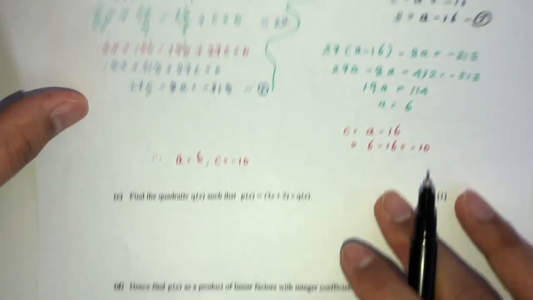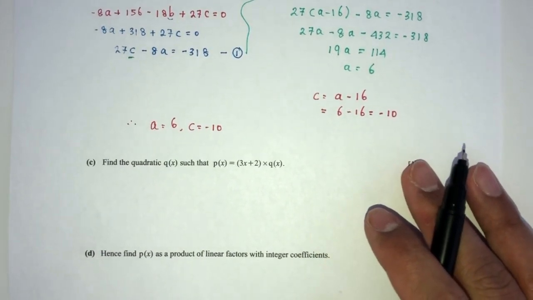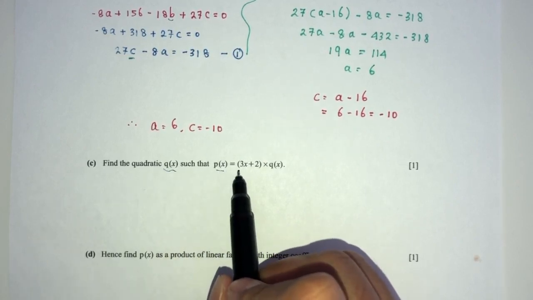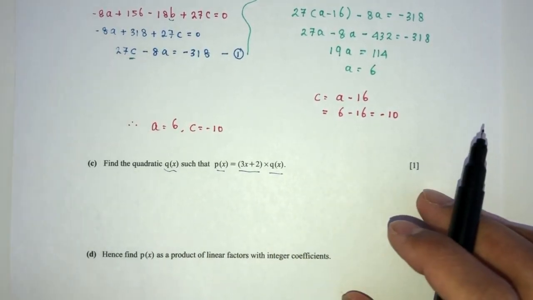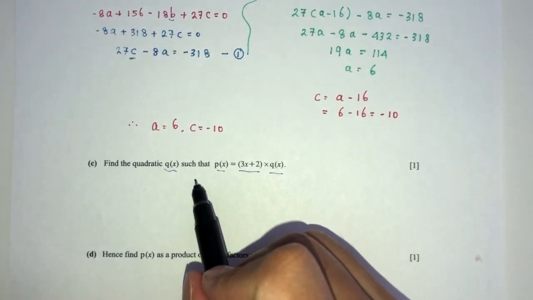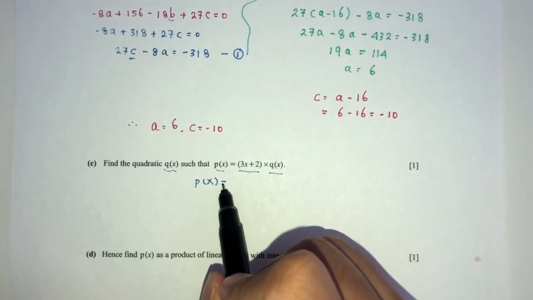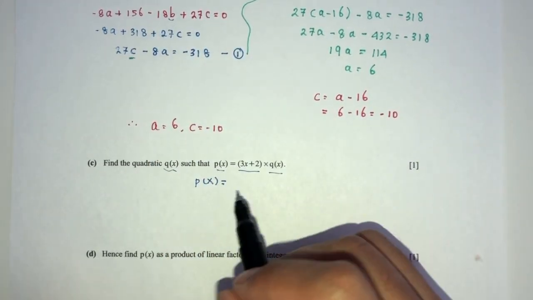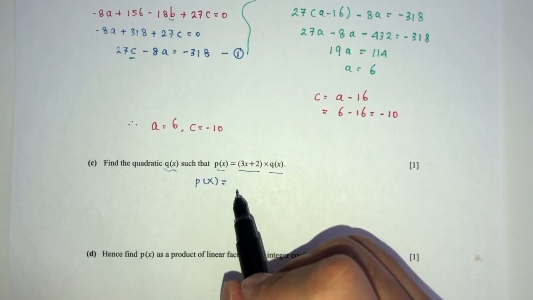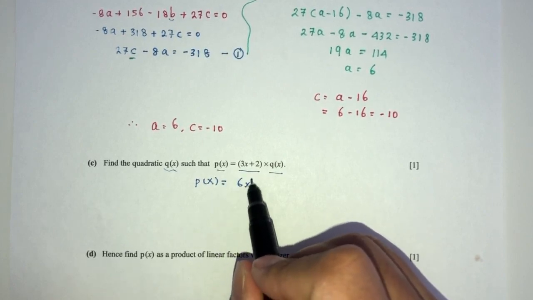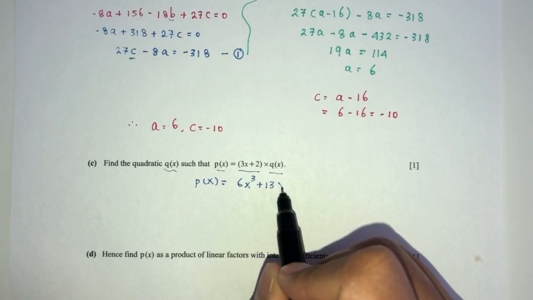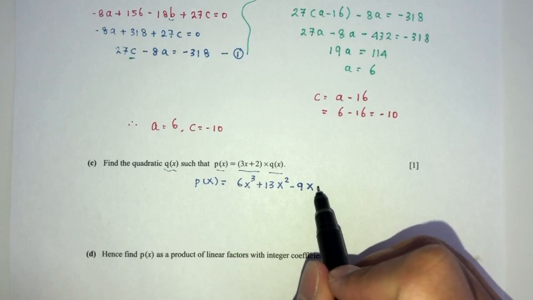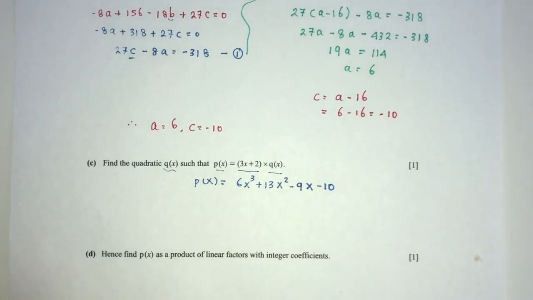Now let's move on to part C of your question. So find the quadratic q of x such that p of x is equal to this times this. So one by one, how can we do this? We know p of x is equal to what? We know the values of a, b, and c. Replace in your equation. It is equal to 6x cubed plus 13x squared minus 9x minus 10. This is p of x.